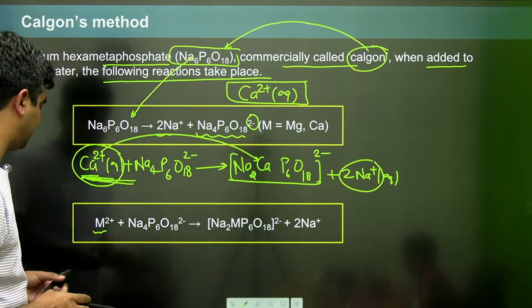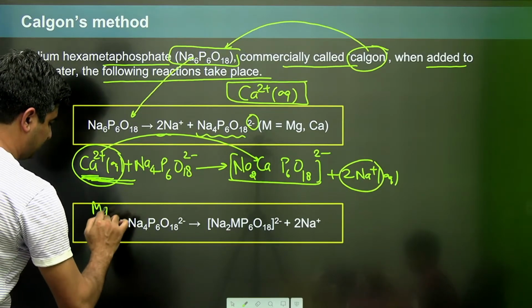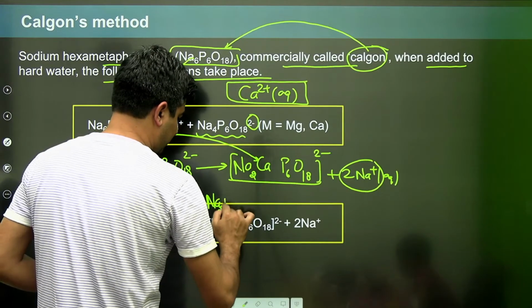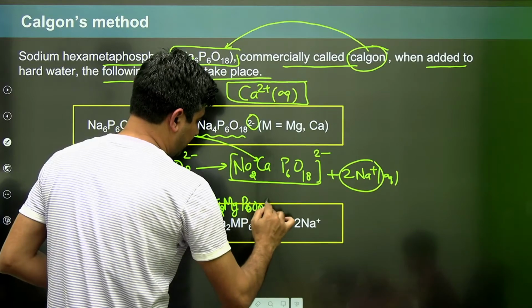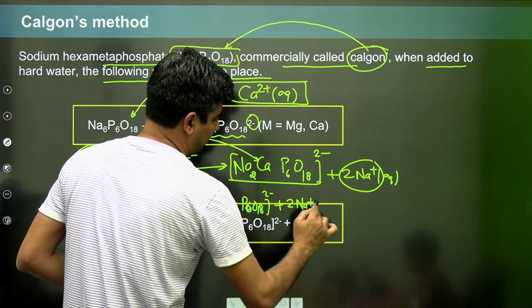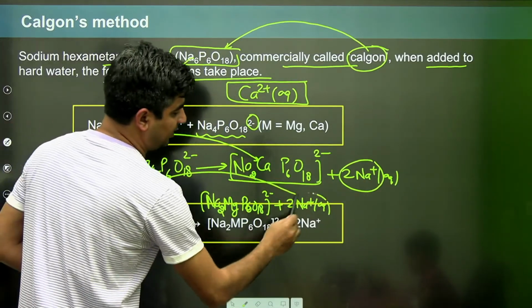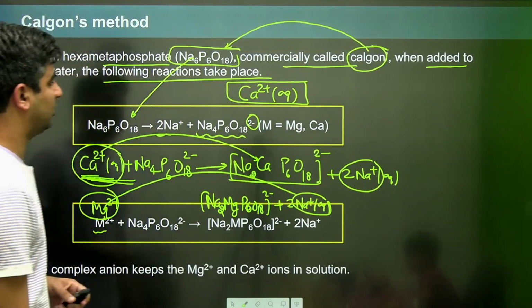So this point is done now. So here you can write Ca2+, here you can write Mg2+. So it will finally give you Na2Mg P6O18 2- plus 2Na+. Got it? Similarly, Mg2+ is being replaced by Na+, and Na+ will not cause hardness. I think now you got it.